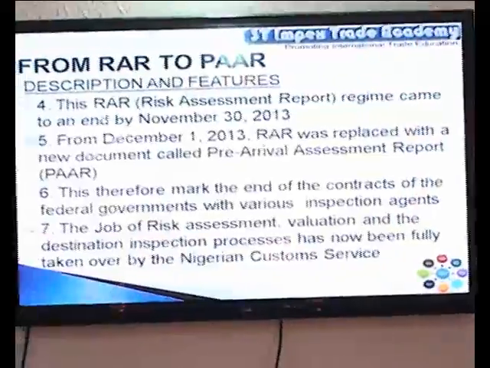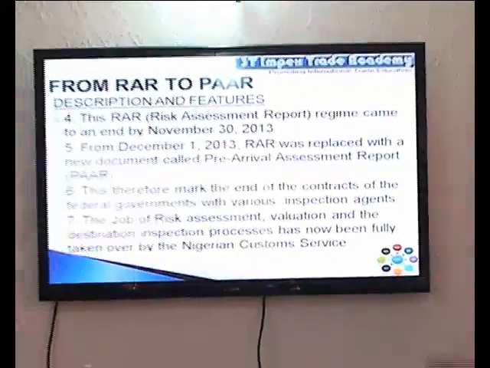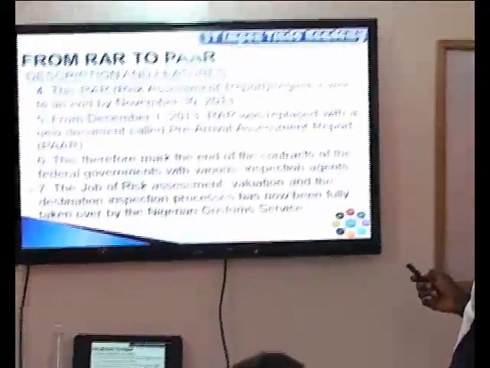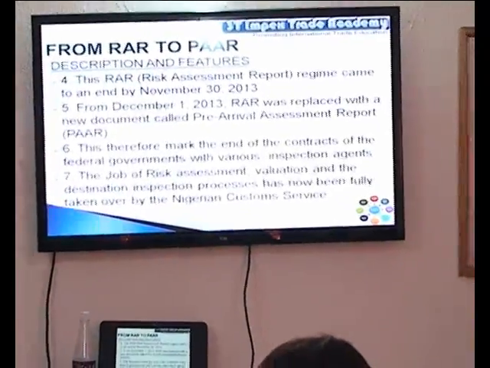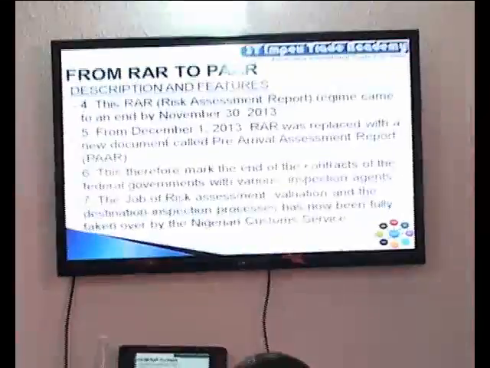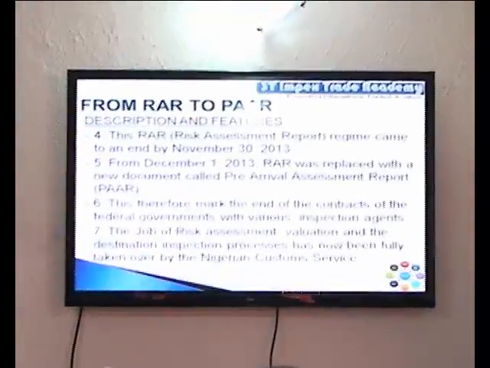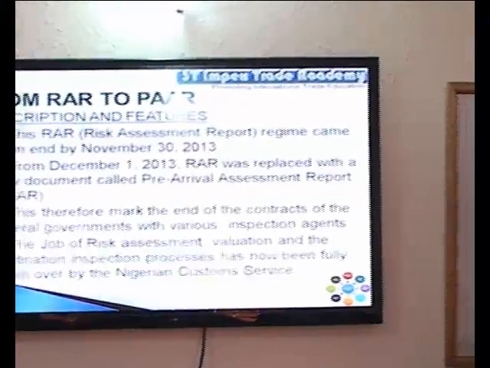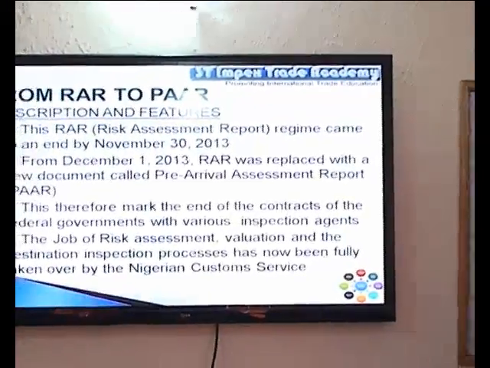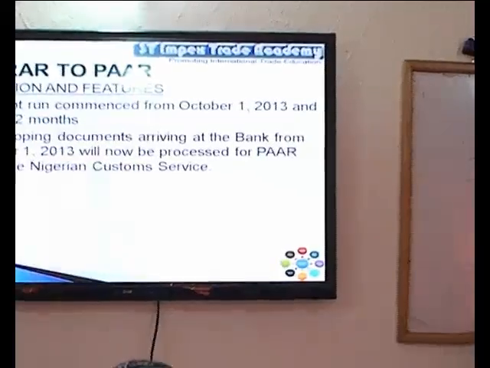SGS, Cotecna, Global Scans. November 30, their job ended. December 1, the pre-arrival assessment report started. This marked the end of the contract of government with those agencies. Now, the job of risk assessment, valuation, and destination inspection processes has been fully taken over by the Nigerian Customs Service.